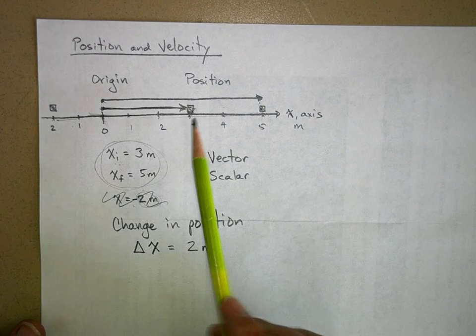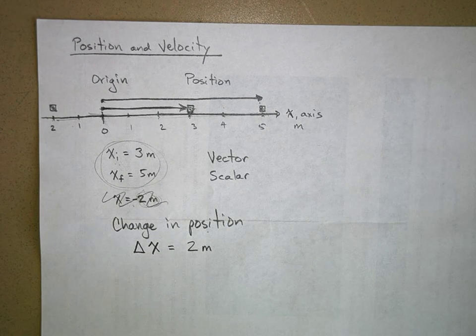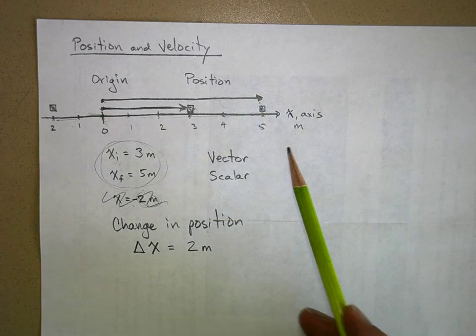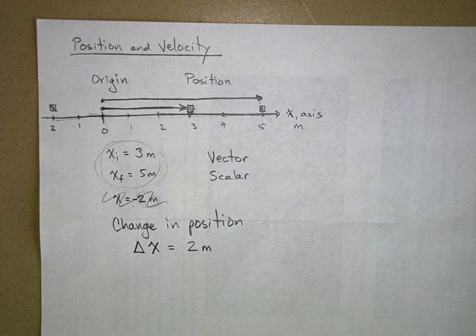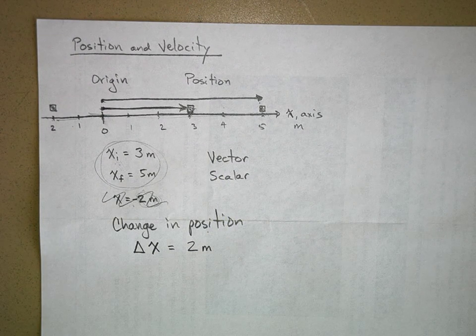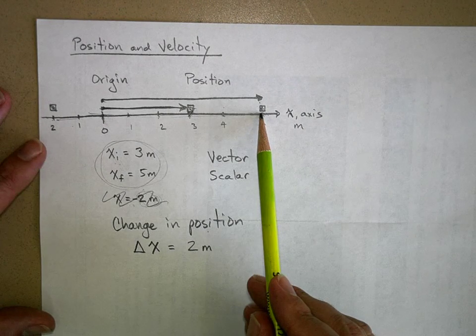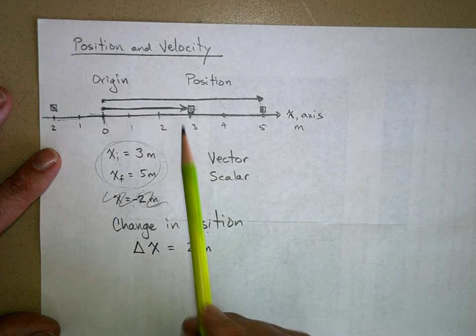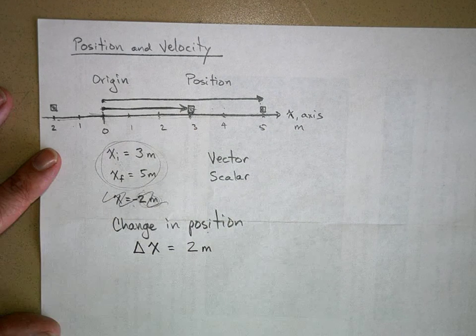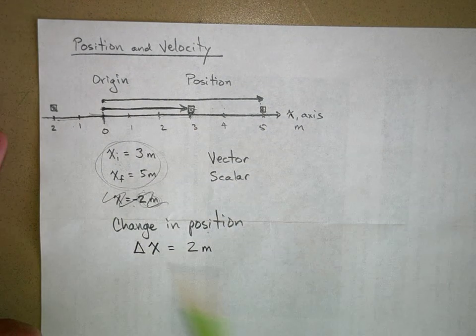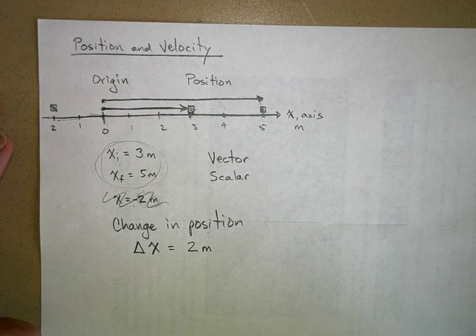But what if you don't want to count? With these numbers it's easy, but what if the initial position was 243 meters and the final position was 6,127 meters? You would not want to count. So what would you do? You would subtract, right? You would say, well, my final position was 5 meters. My initial position was 3 meters, so I changed by positive 2. So 5 minus 3 is 2 meters.